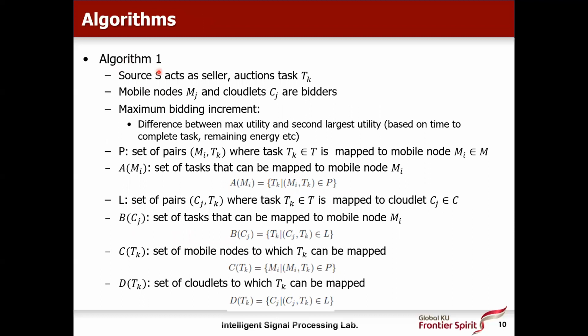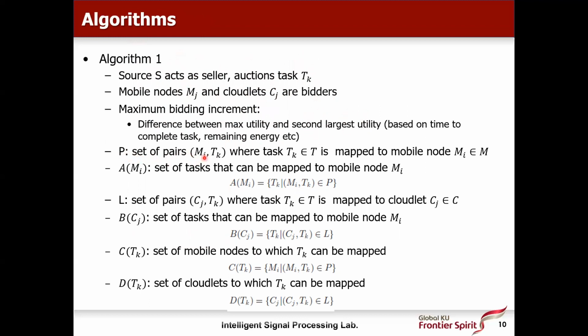Okay, so the algorithm is basically an auction. And in the auction, each task is auctioned off by a source S, which acts as the seller. And then the mobile nodes M and the cloudlets C act as the bidders. And the maximum bidding increment is defined as the difference between the max utility and the second largest utility.